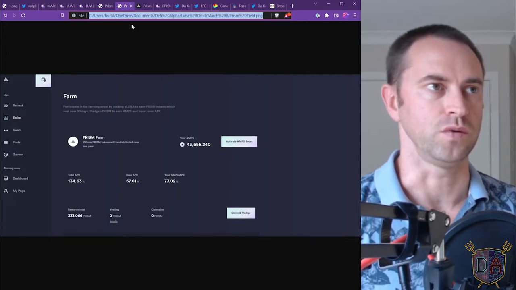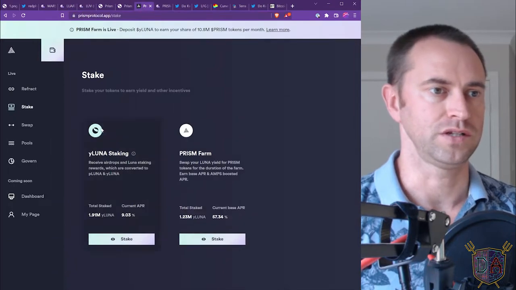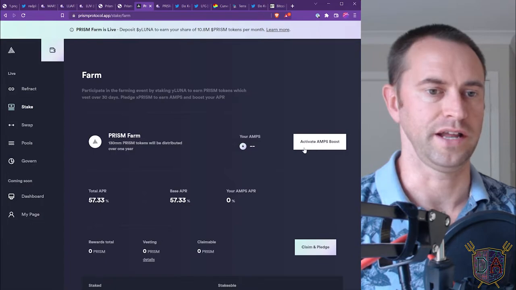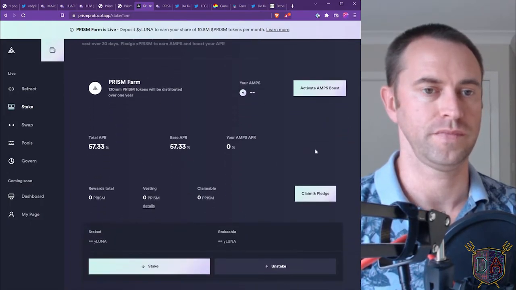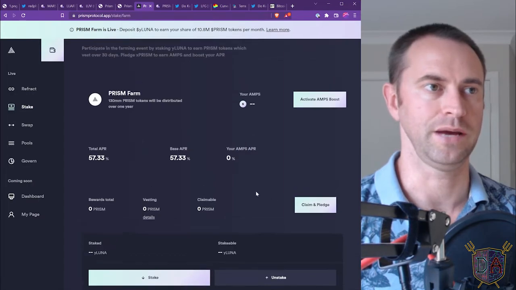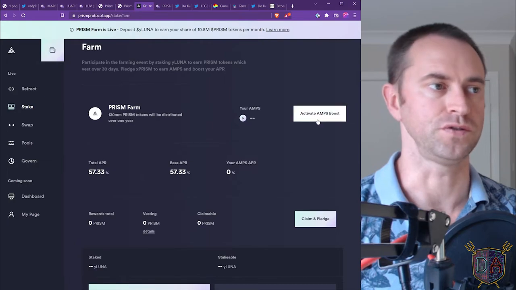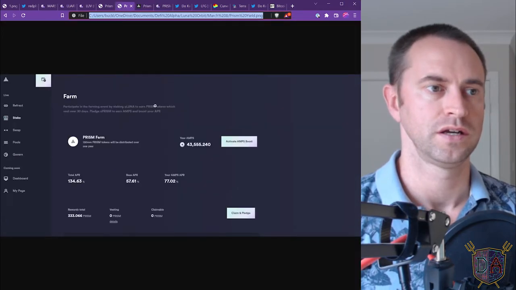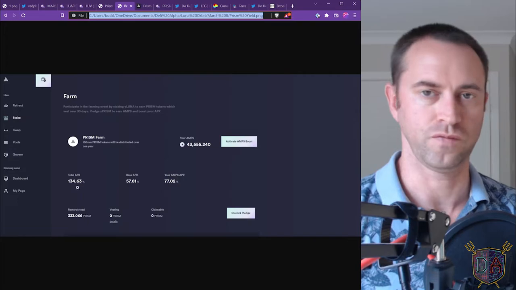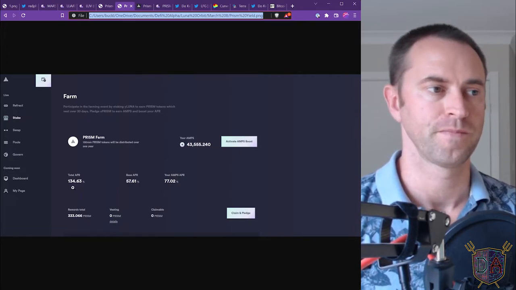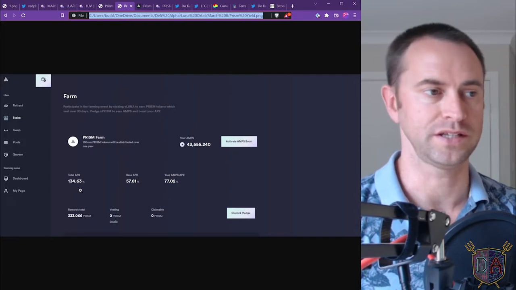So the way the amps work is you would come into the Prism farm here, and then you can activate an amps boost. So you would need to stake some X Prism and then pledge it into the amp vault, and then it starts accruing these amp rewards, which boosts your returns. So as you can see here, I'm getting 134% interest paid out in X Prism on staking my yLUNA. So that's a heck of a lot better than the 9% you'll get just by staking LUNA.